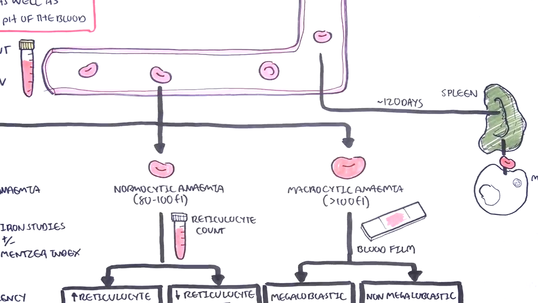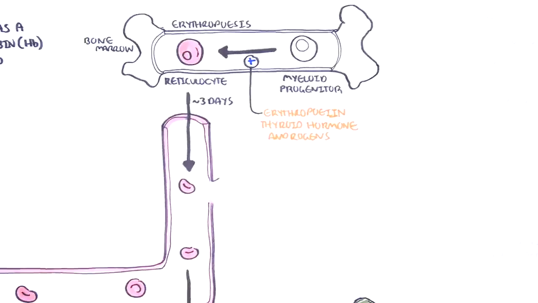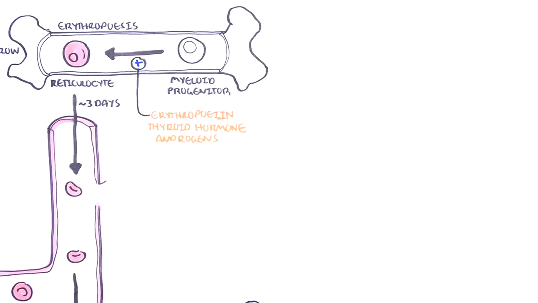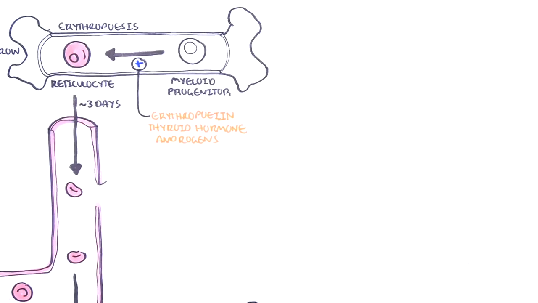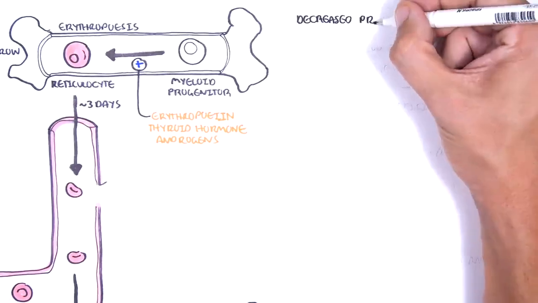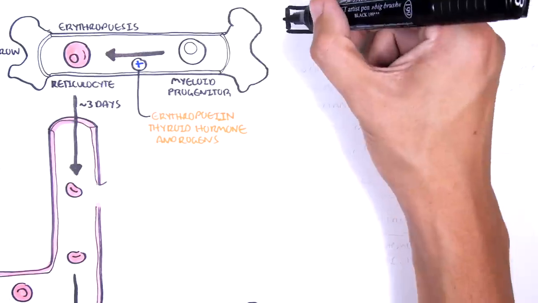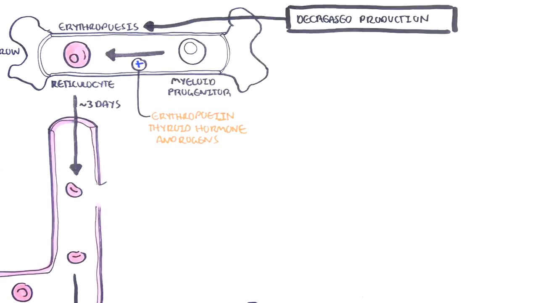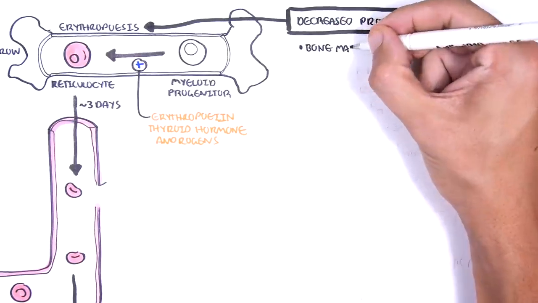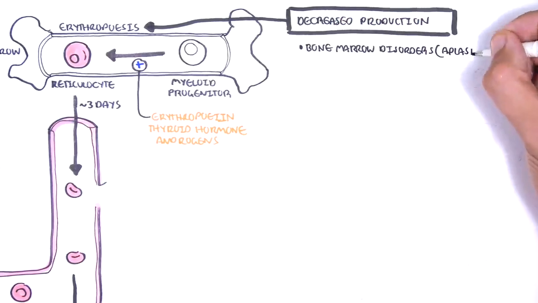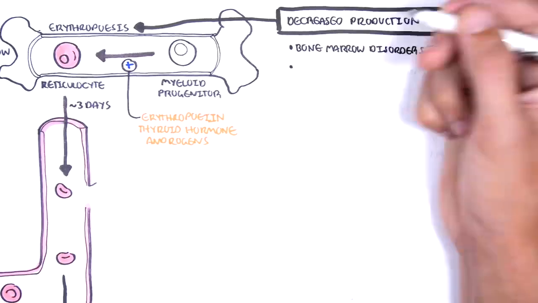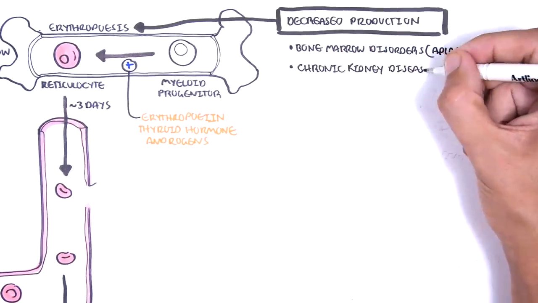Another way to categorize anemia is by the mechanism of anemia. We can easily categorize anemia in this way by looking at the red blood cell life cycle. A cause of anemia can be from a decreased production, so reduced erythropoiesis. Examples include bone marrow disorders such as aplastic anemia, because remember, red blood cells are formed from the bone marrow.